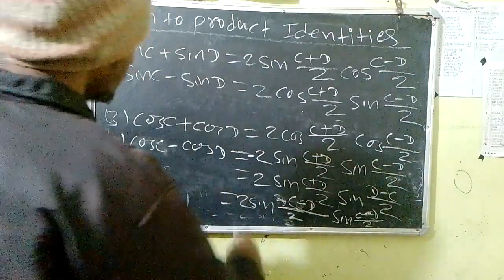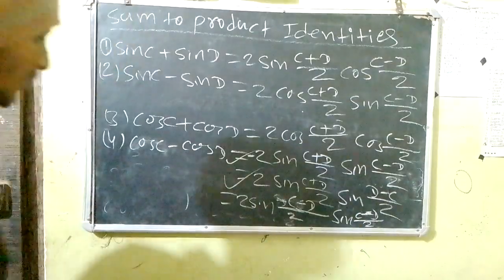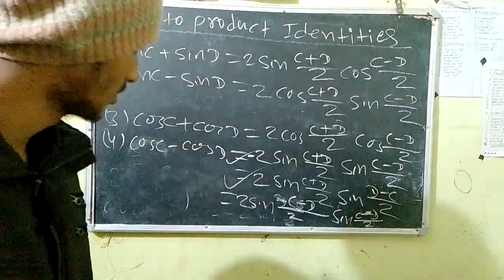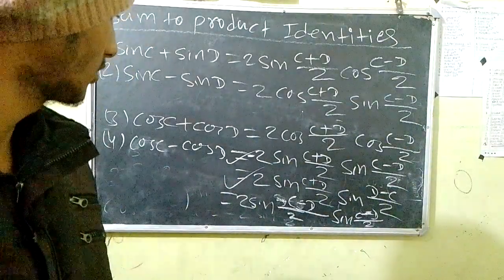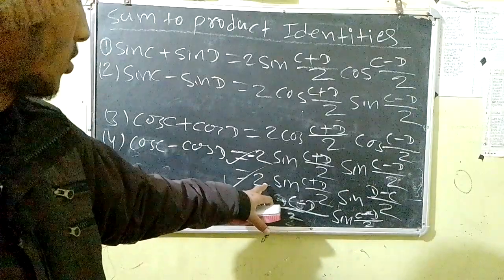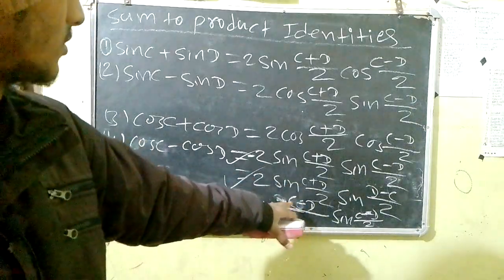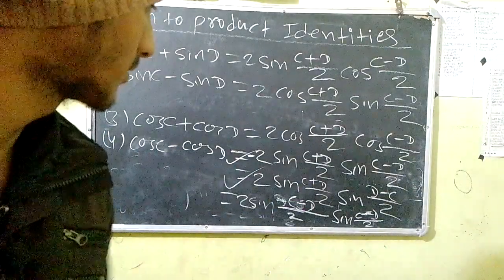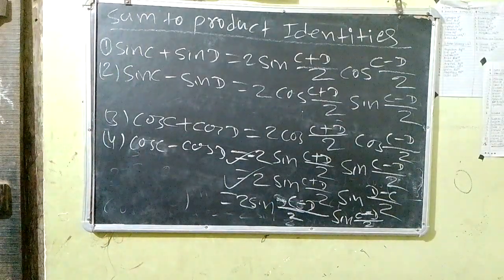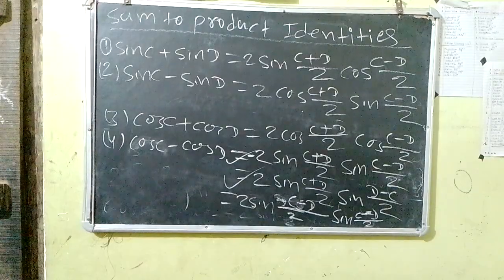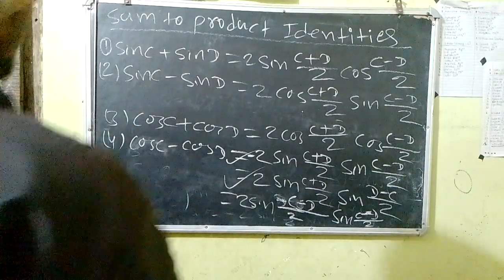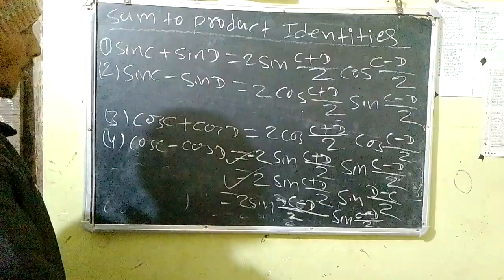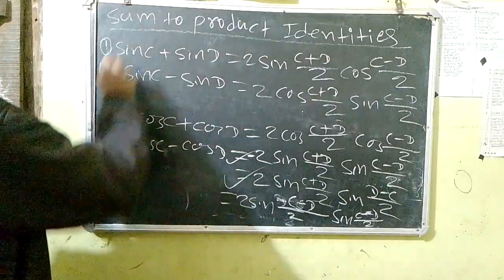But this one is used most often. You're not going to see this being used: 2 sine minus c minus d over 2, and then sine c minus d over 2. Okay, so these are the identities that we need to memorize. So I want you to memorize these identities.